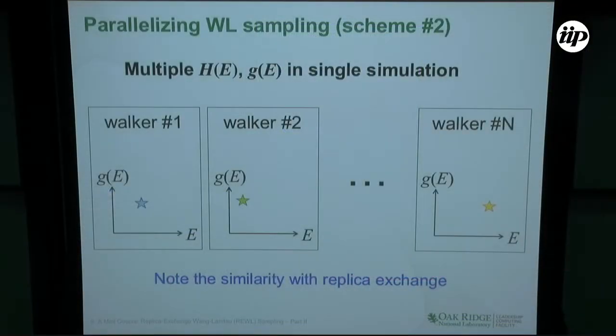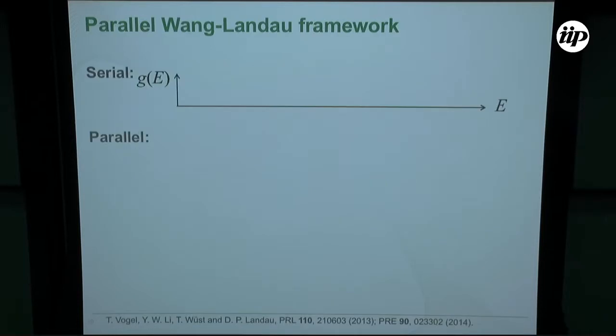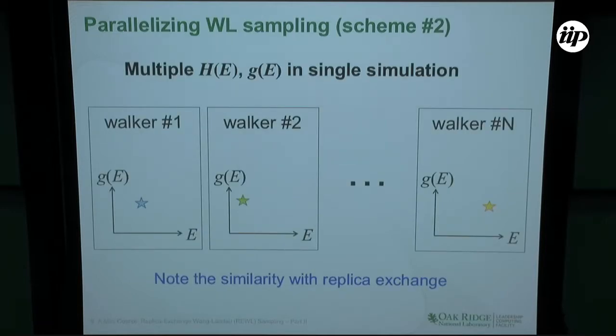Okay. So this is basically the basis. Well, let's go back. So these multiple walkers, each having its own histogram and its own density of states, are the basis for Replica-Exchange Wang-Landau sampling.